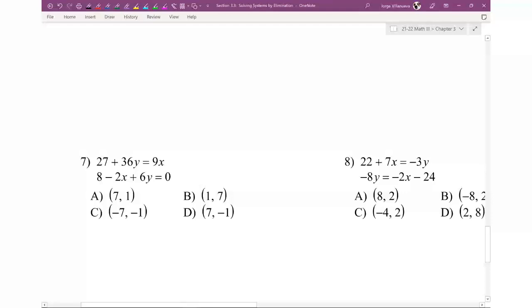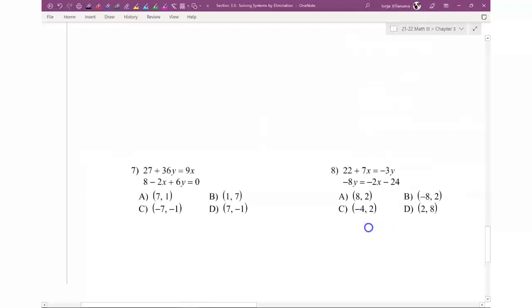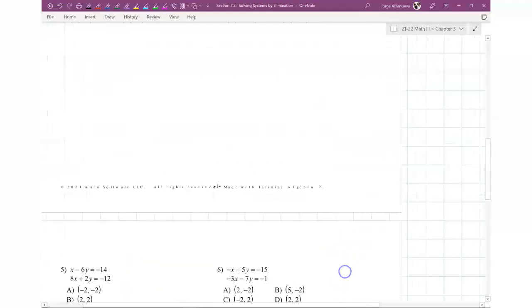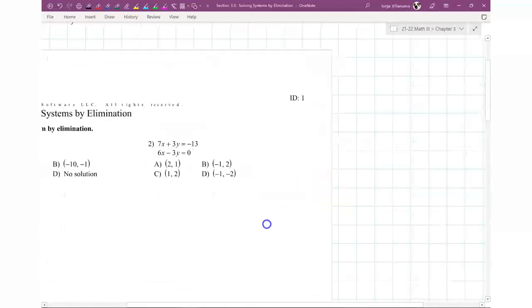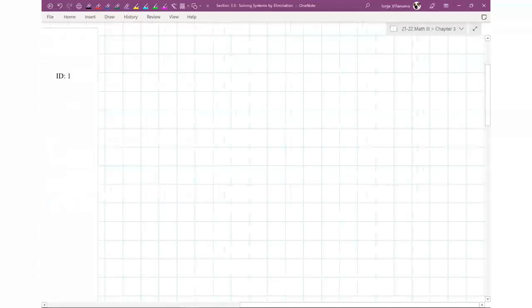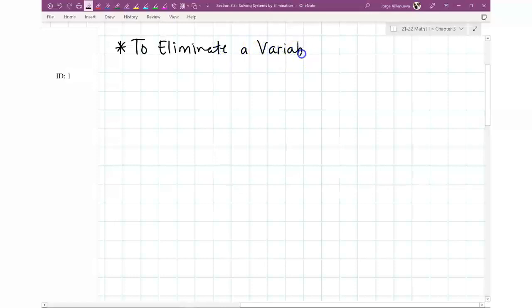But let's discuss what you have to do, okay? So the things that you have to do are eliminate a variable. So let me put the notes right here. We're just going to put to eliminate a variable. Now, when you want to eliminate a variable, first off, you're going to have to choose one. So number one, choose a variable. You can either choose to get rid of the x or the y.